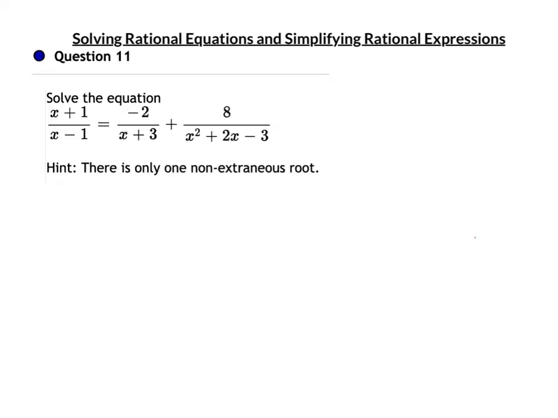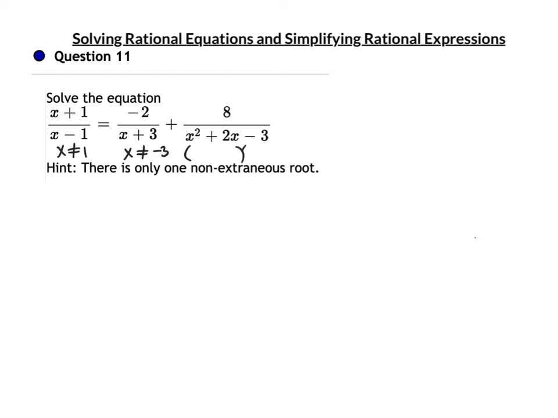There's only one non-extraneous root. An extraneous answer is one that doesn't work because it's a restriction. So it's very possible here that when we solve this thing, one of them is a restriction. Remember that we know x cannot be 1. We know that x cannot be negative 3.